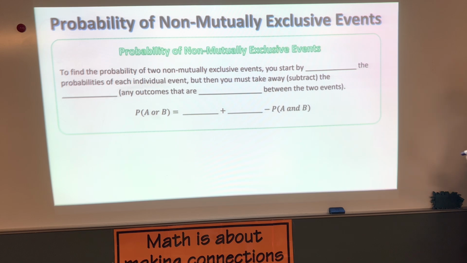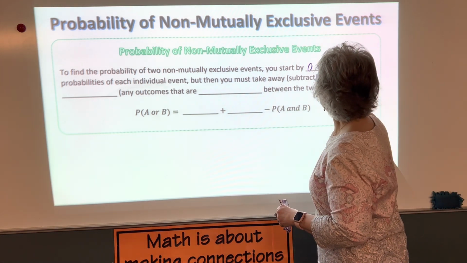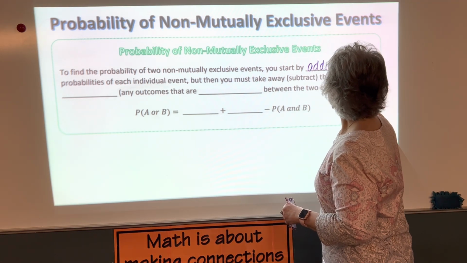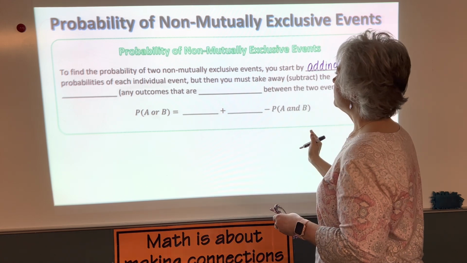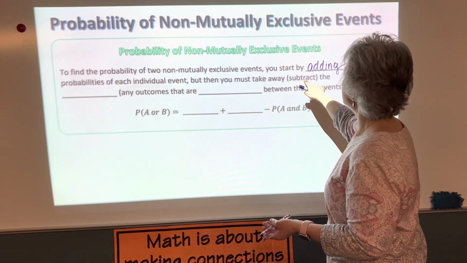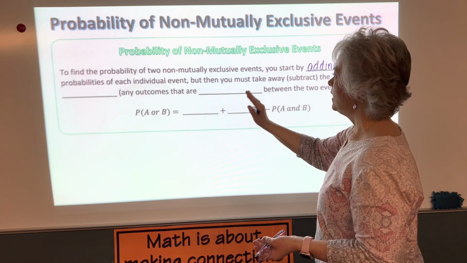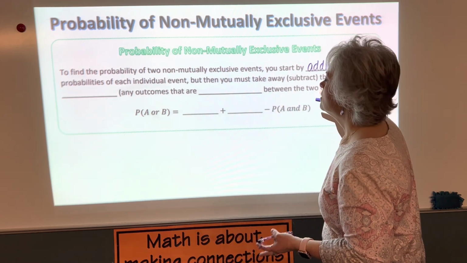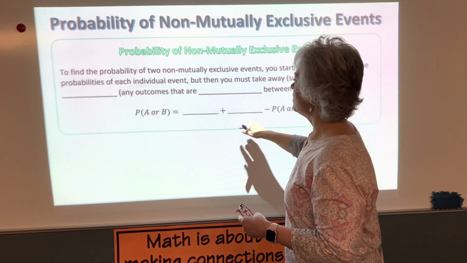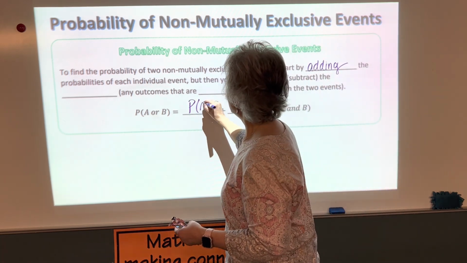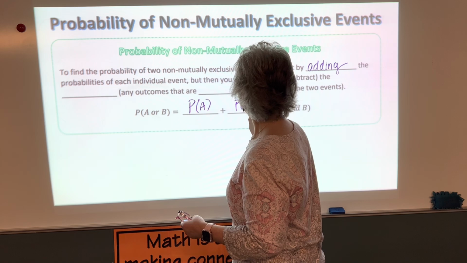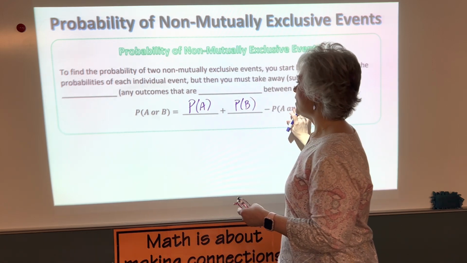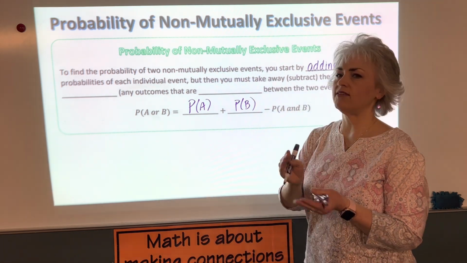So we're going to add. We start by adding the probability of each individual event, but then you must subtract the overlap, which are the outcomes that are shared between the two events. Okay, so we start out by finding the probability of A and the probability of B, and then we take away the probabilities that they have in common.